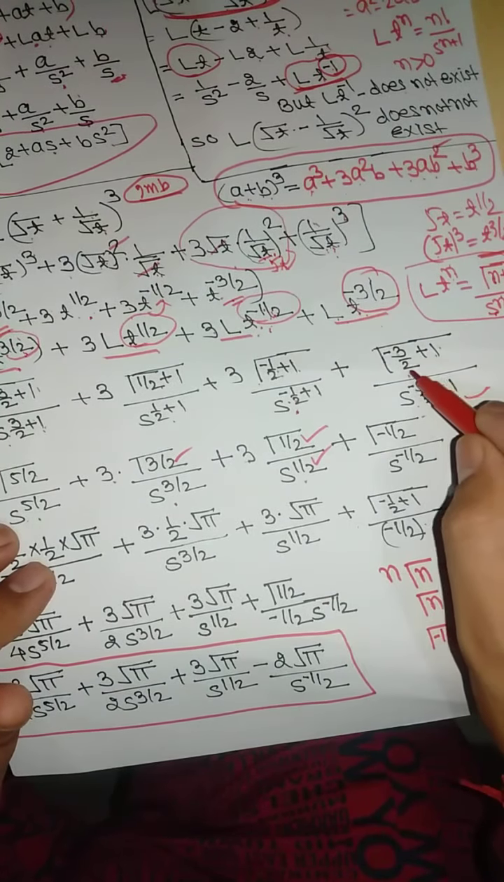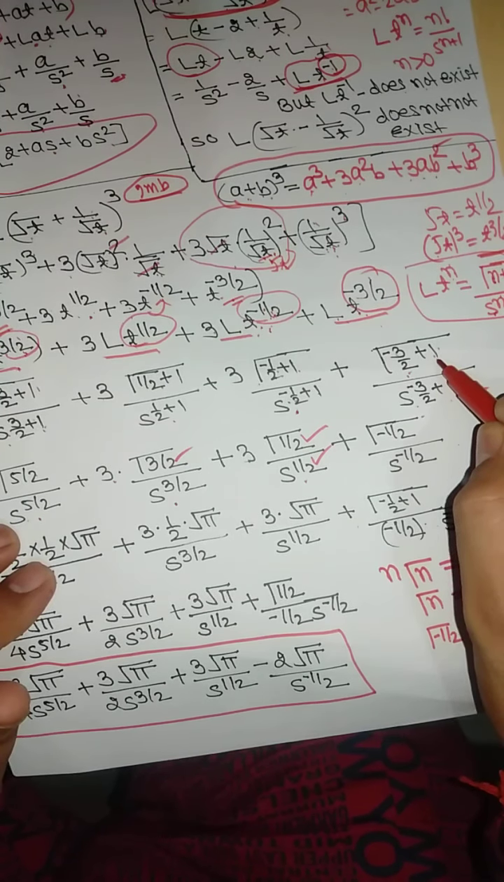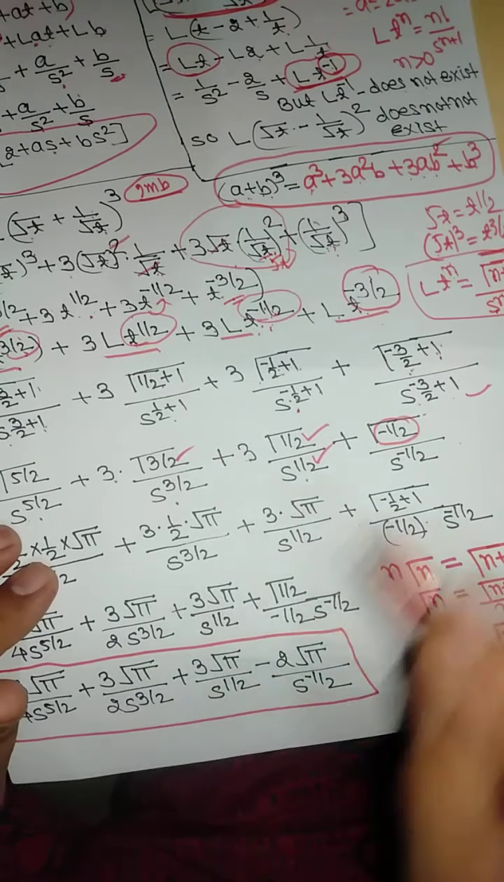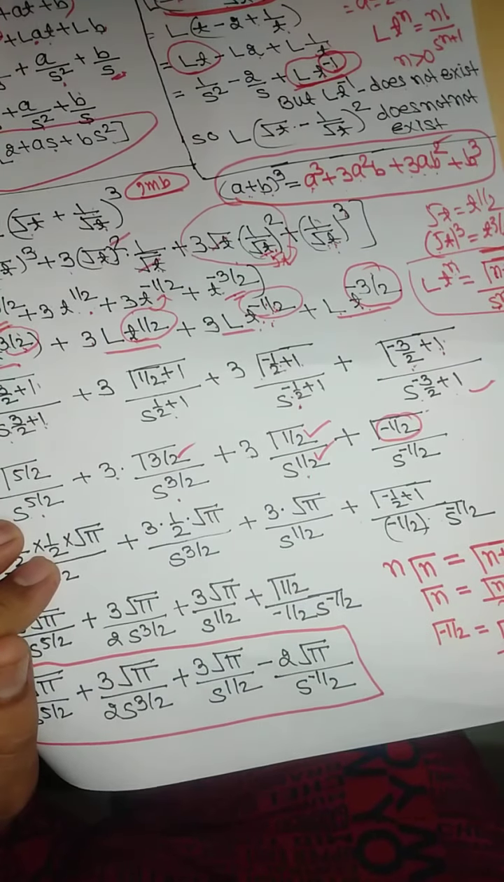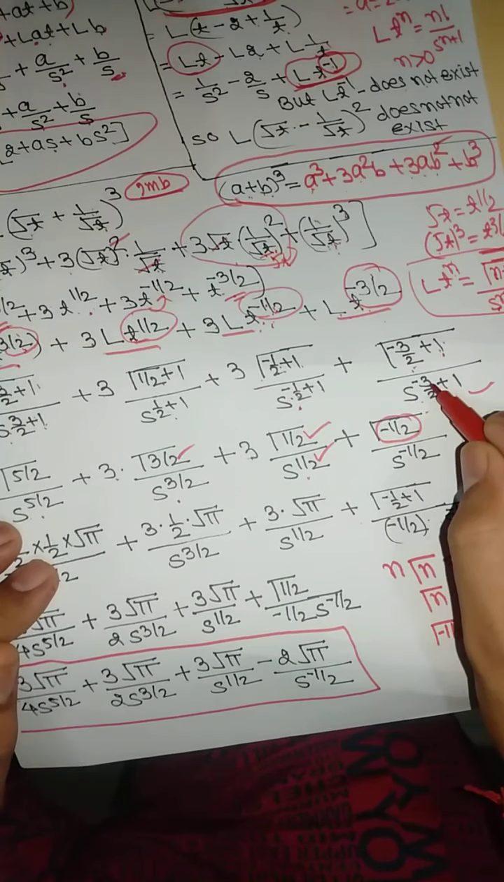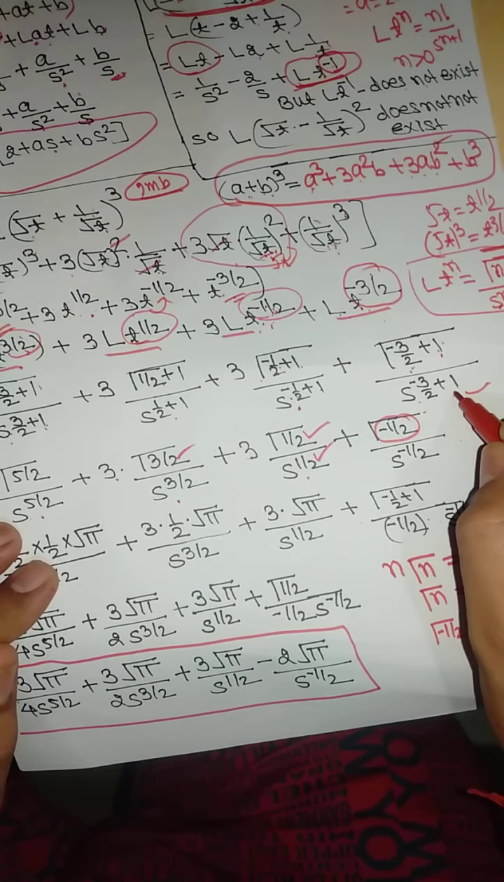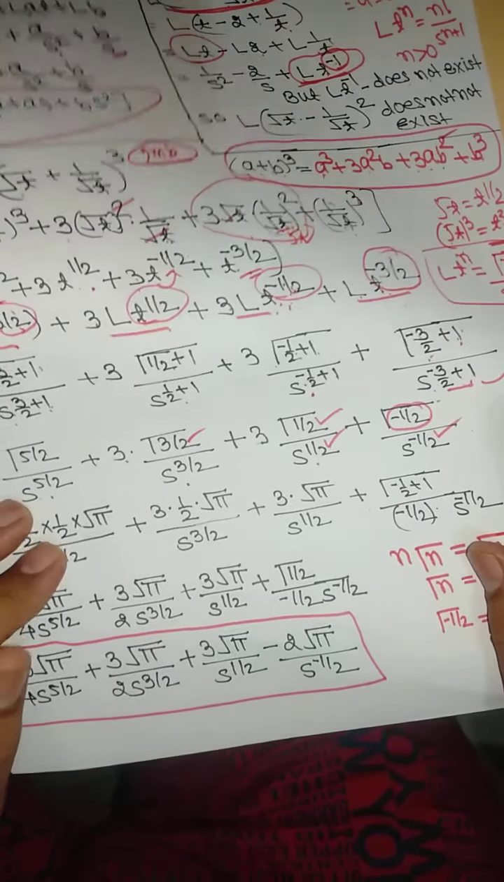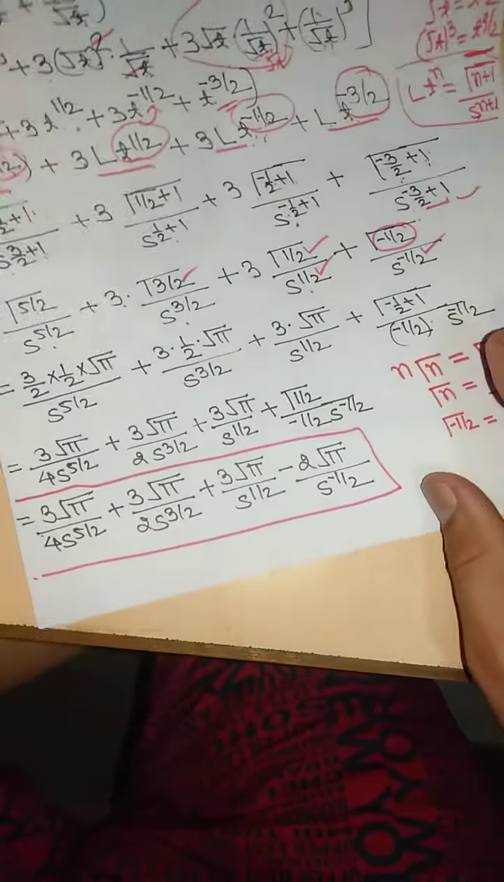Here gamma of minus 3 by 2 plus 1. Now this became gamma of minus 1 by 2. This is important. In the next step we see how to calculate the gamma of minus 1 by 2 upon s to the power minus 3 by 2 plus 1. Here the minus 3 by 2 plus 1 means minus 1 by 2. Okay.